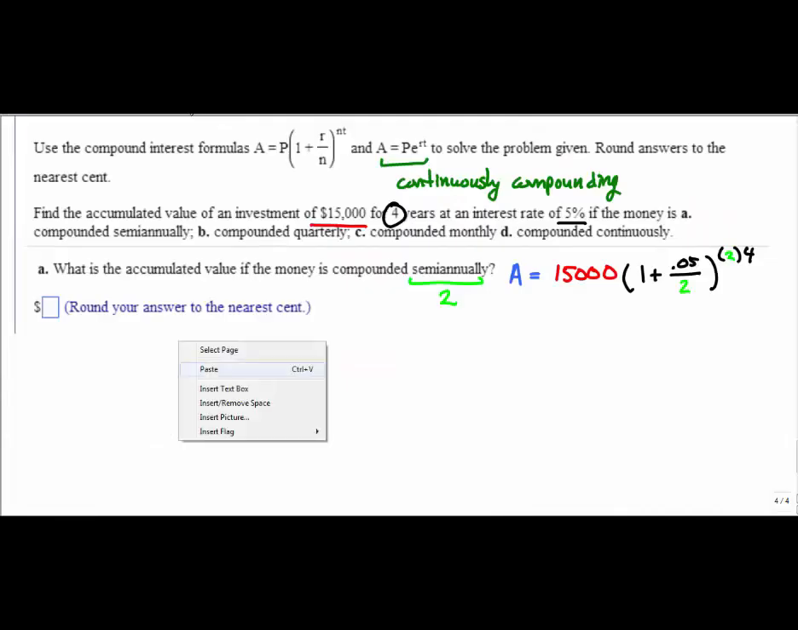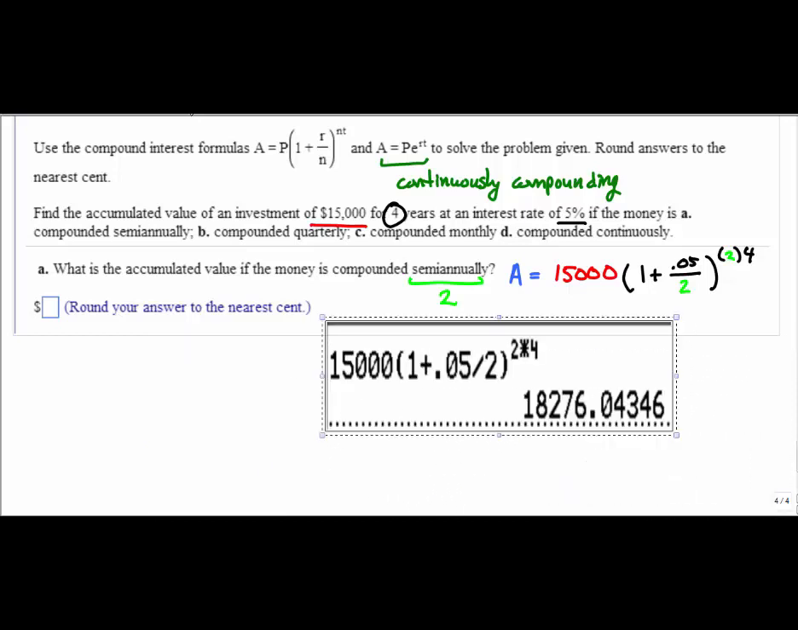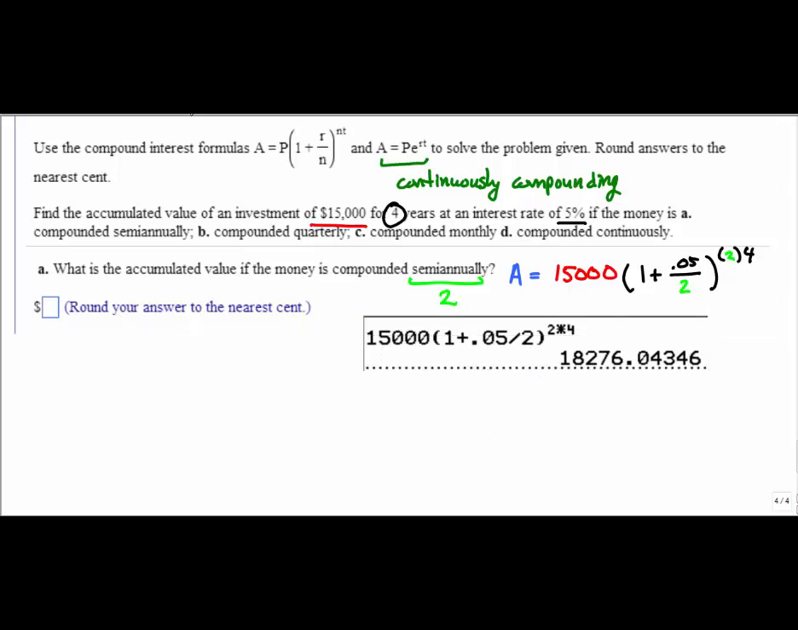So let's go ahead and pop this back into our notes, and again, this is for semi-annual. Now it says to round this to the nearest cent. Now semi-annual means twice per year, so that's where the 2 comes in. And if I round this to the nearest cent, that would be $18,276.04, because the 3 does not round the 4 up to a 5. So for semi-annual, my answer would be $18,276.04. So that's part A.